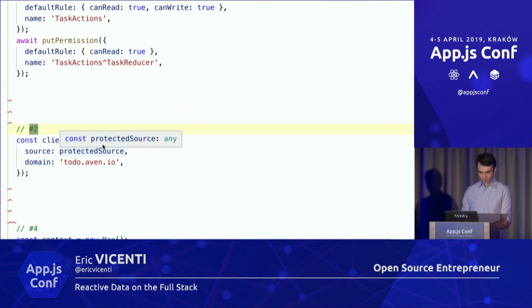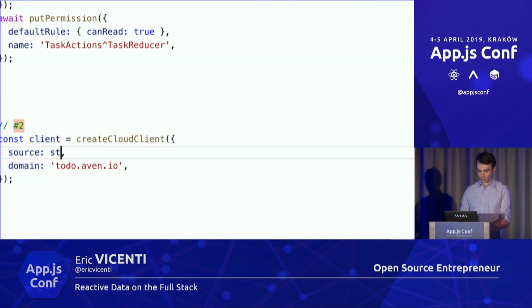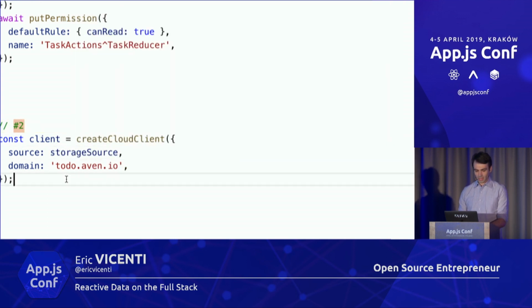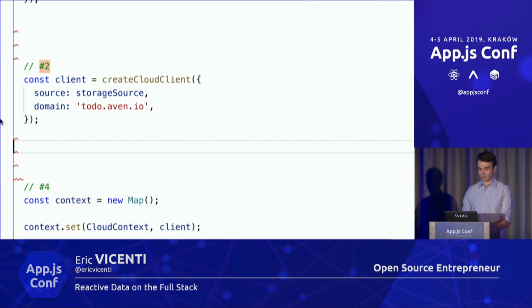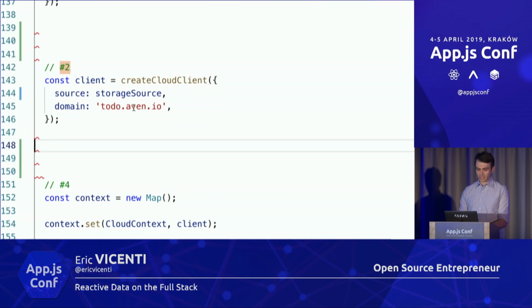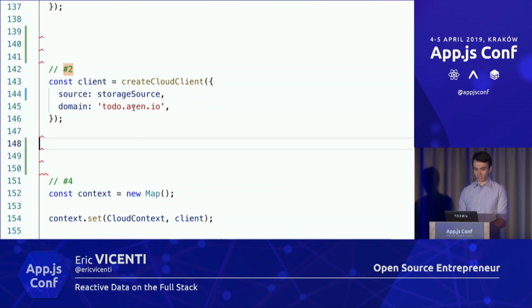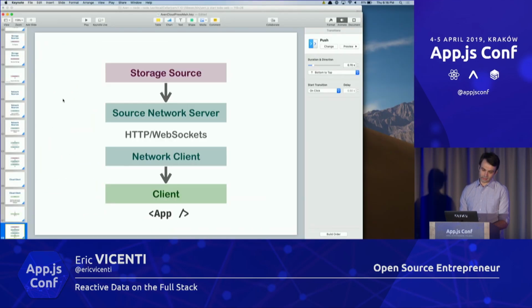So here's a client. And we're going to pass in the storage source and tell it which domain of data we wanted to access. So then we can access a bunch of different useful things on the client, but we'll get to that in a second.